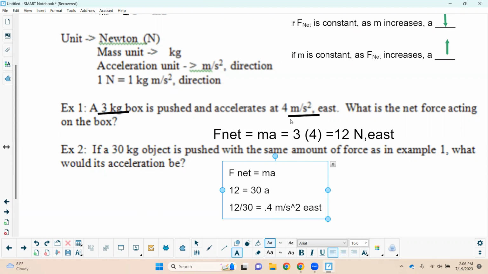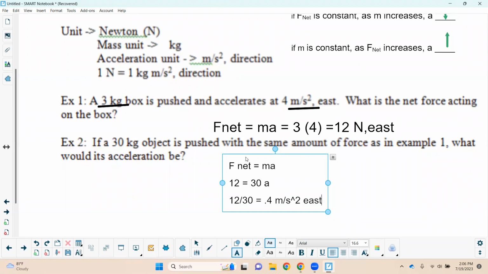So we said our acceleration up here was 4. Our acceleration here is 0.4. That makes sense because we are applying the same force to a mass that is 10 times bigger. So if it's 10 times bigger, the acceleration would be 10 times less. We're dividing by a factor of 10. So that is that one.